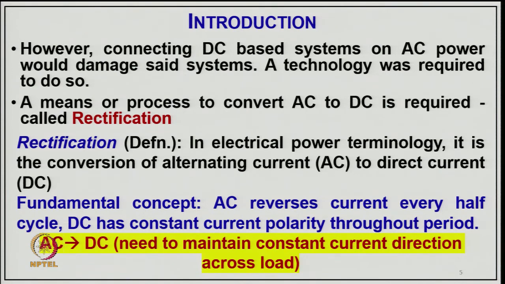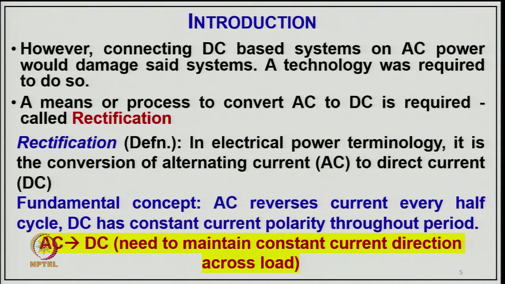However, connecting a DC based system to AC power will damage the system, and technology was required to address this. So, a process to convert AC into DC is required, which is called rectification, which we would like to cover today. Rectification, by definition in electrical power terminology, is the conversion of alternating current to direct current, and the fundamental concept is that AC reverses current every half cycle. DC has a constant current polarity throughout the period, so to convert AC into DC we need to maintain a constant current direction across the load.